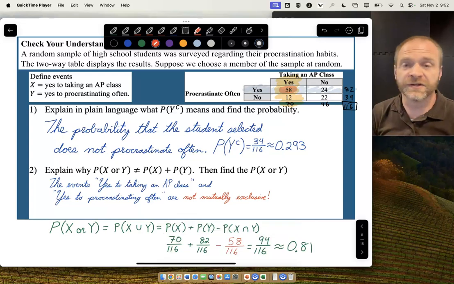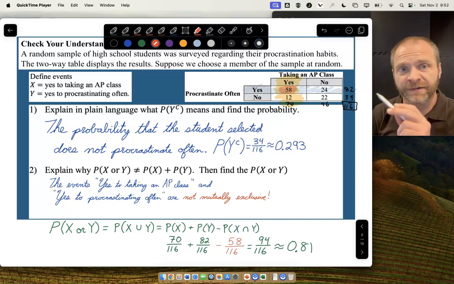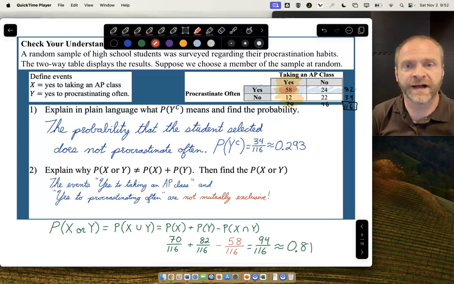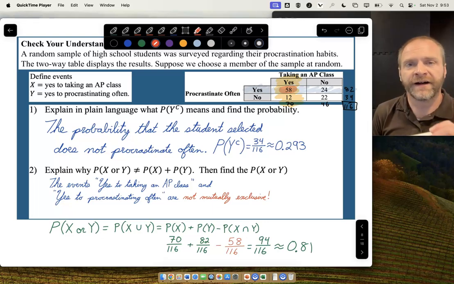And in that case, I do have that 70 over 116. I do have that 82 over 116 that I talked about in that table, but that 58 was counted twice, so I have to subtract it one time. 58 over 116 would be subtracted. It gives you 94 over 116, which is about 0.81. So number one was focusing on the complement, making sure we understand what it means and being able to find it. And number two is focusing on not mutually exclusive events and being aware of how we need to subtract their intersection, their overlap. So let's continue to move on with some more examples.